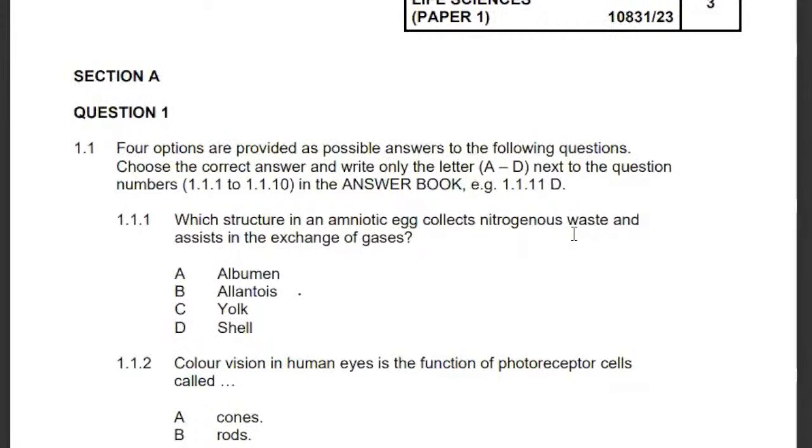So basically, they're asking you a question here: which structure in the amniotic egg collects nitrogenous wastes and assists in gaseous exchange? Don't forget that when you talk about the amniotic egg, we are talking about membranous eggs, which has membrane. So in this case, the answer is going to be B. Here you get 2 marks, which is allantois.